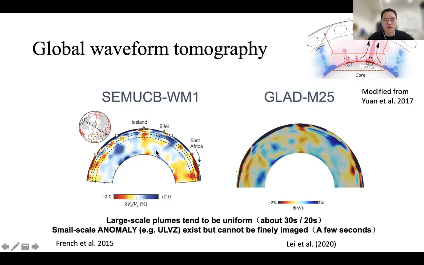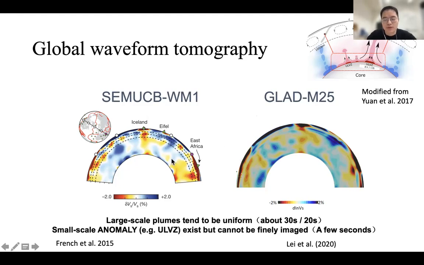But some structures like small scale anomalies, for example the ULVZ, the ultra low velocity zone, can be seen by two different kinds of inversion, but the location, we can say, is different. And this kind of very small scale anomaly is very important to help us understand the mantle convection efficiency when we do geodynamic numerical simulation.